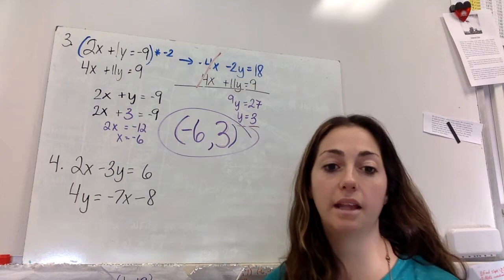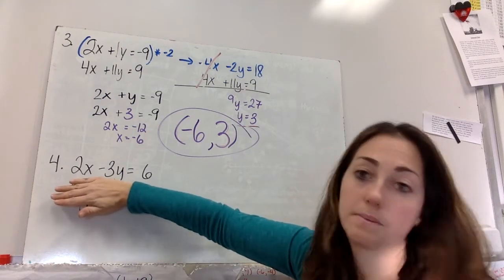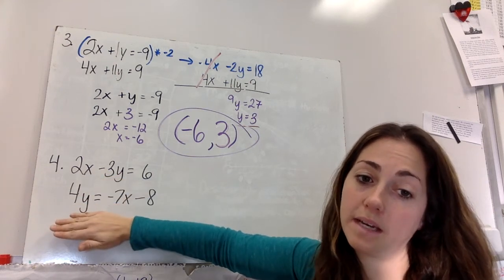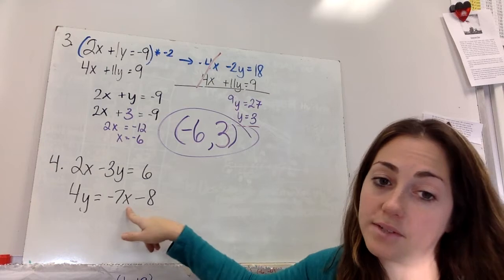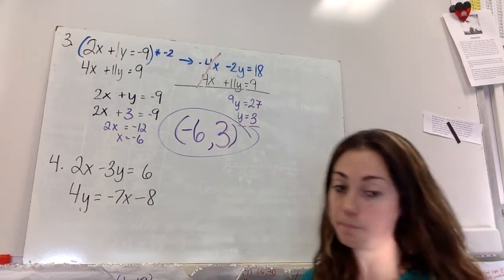Okay, and then I want you to try this one. It is definitely a bit more difficult. You have 2x plus -3y equaling 6 as my first equation. And my second equation is 4y equals -7x minus 8. Try it for a second. Unpause the video when you're done.